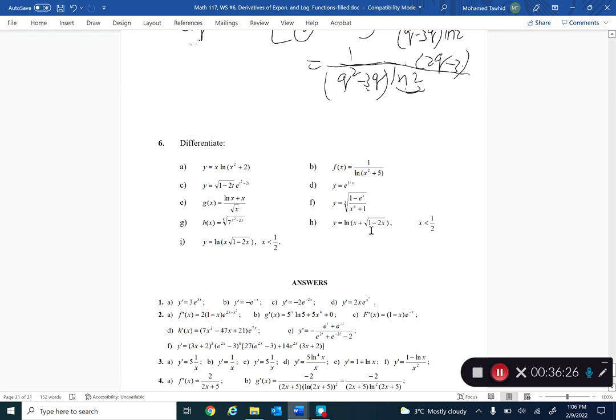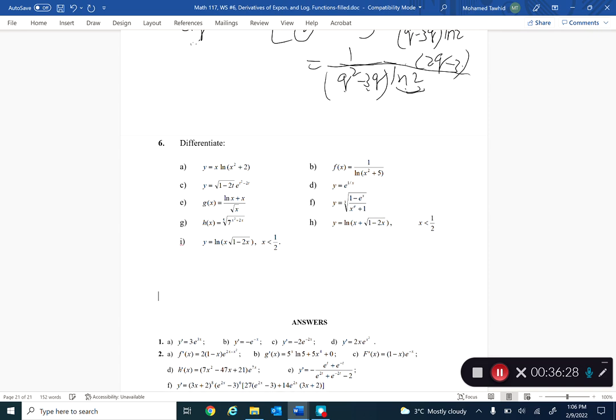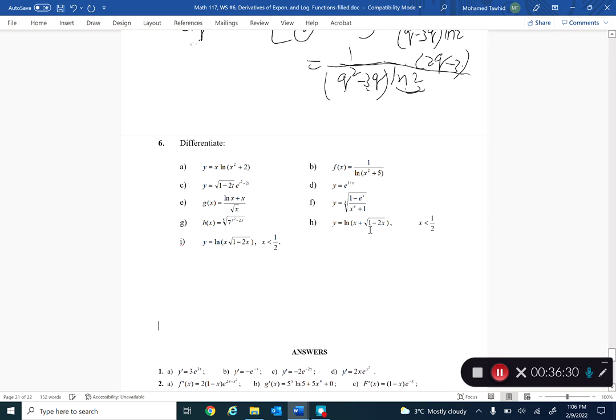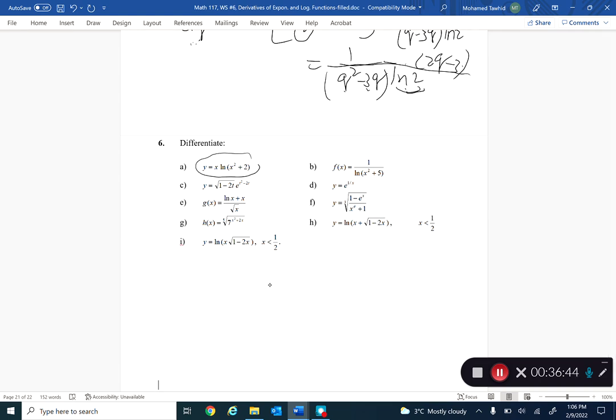Okay, guys? So let me solve some of these problems here. Maybe I solve the last one here, and then we'll see what else we can solve. This one is a combination of product rule and quotient rule. So let me solve one by one. Maybe I solve the first one.